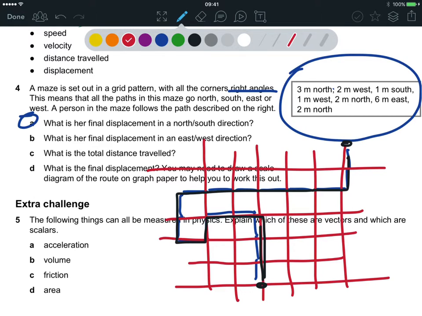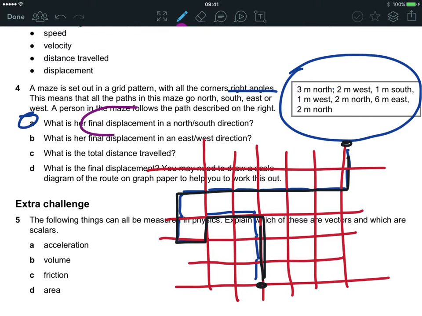So what is her final displacement in the north-south direction? So what are they actually asking? They're asking for the displacement in the north-south direction. And the reason for that is because you can count the size of the squares. If they actually asked for the actual displacement overall, you'd have to start doing some trigonometry and stuff to work out the length of that distance.